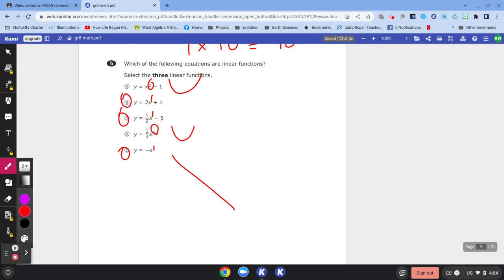This one has a y-intercept of negative 5 and has a reasonably flat slope of 1/2. This one has a reasonably steep slope of 2 and a y-intercept of 1. So those are your answers for that one. Now let's go and check out number 9.